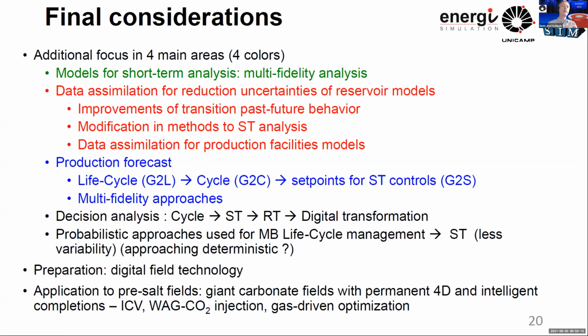So if we are reproducing the behavior of the production facilities in the near past, we have better chances to reproduce it in the near future. That's what we are trying to do. In the blue part, we divided this problem in three categories, and we are applying this optimization process in three different steps. It can be like a hierarchical optimization, for example.